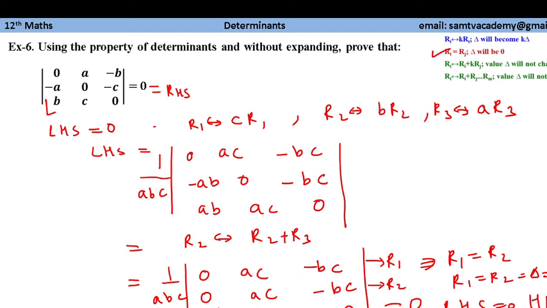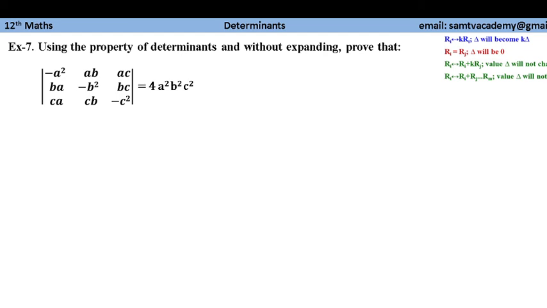Now comes question number 7. In this question we have to use properties of determinant, and then we have to prove it with this RHS. So what is RHS? RHS is 4A square B square C square. So let's start with the LHS proof.